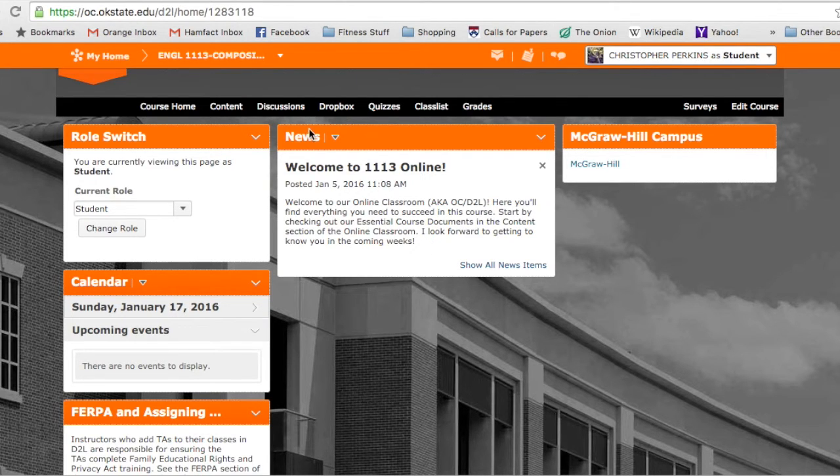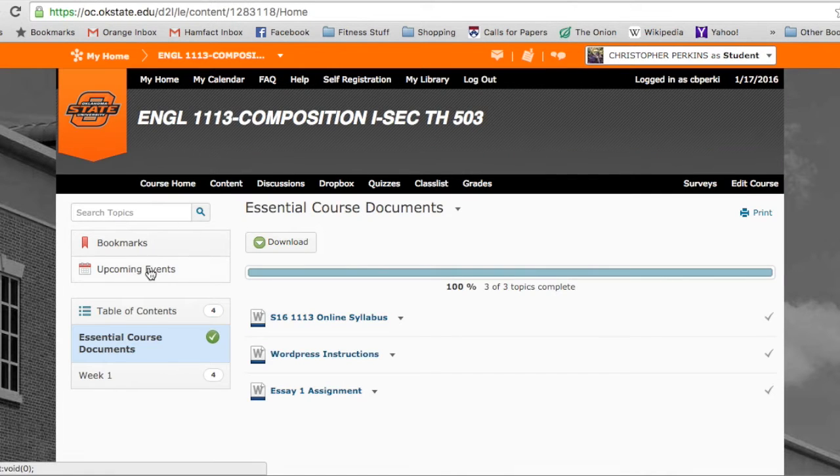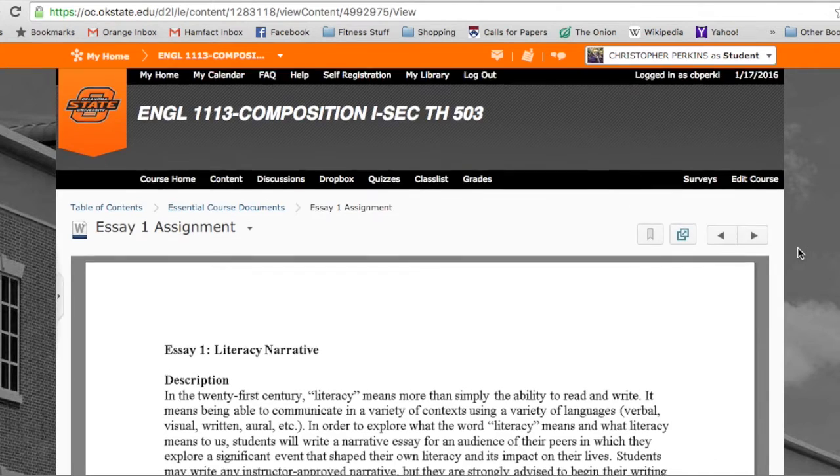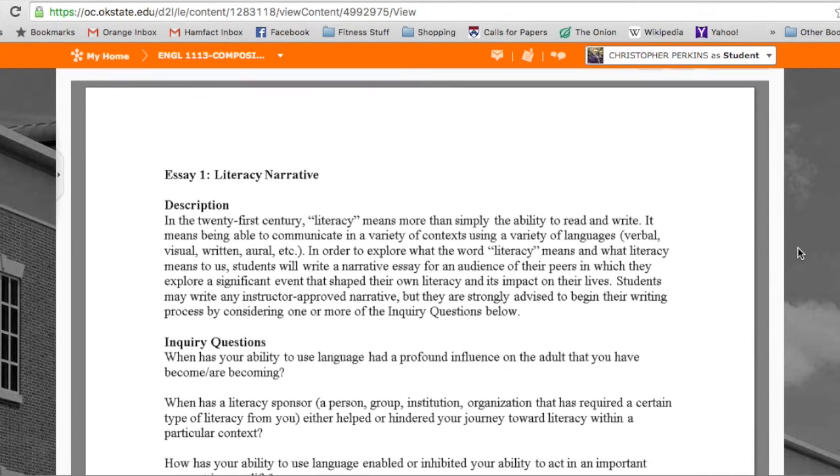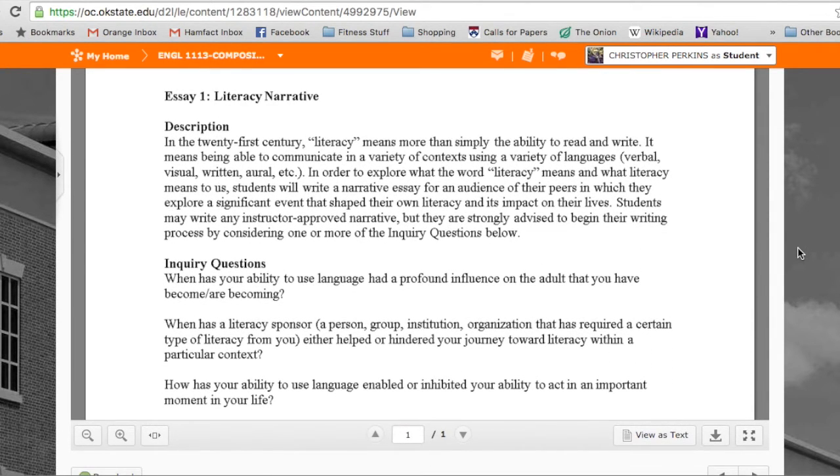Start this week by looking at the assignment sheet for Essay 1. You can find that, of course, in the content section under Essential Course Documents. So we have the Essay 1 assignment right here. Go ahead and click on it. You can download it if you'd like and look at it in Microsoft Word. But here's the essay. Hopefully you've had a chance to look this over and think about it. And hopefully we'll answer any questions that you have today.